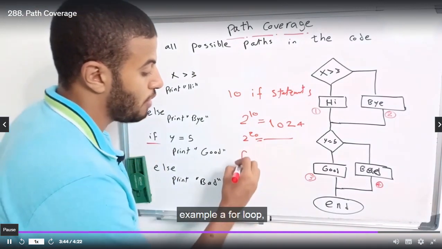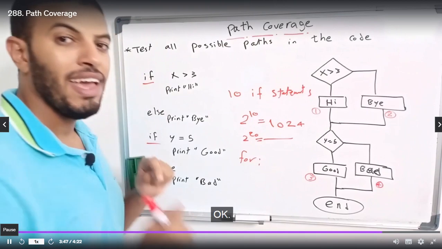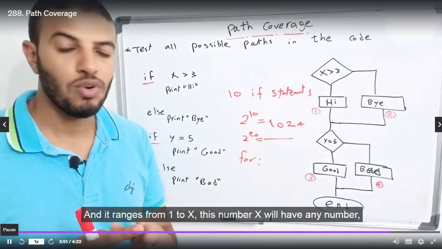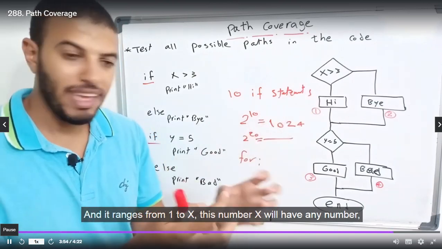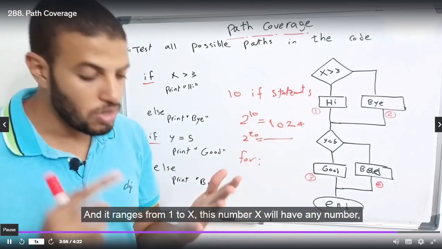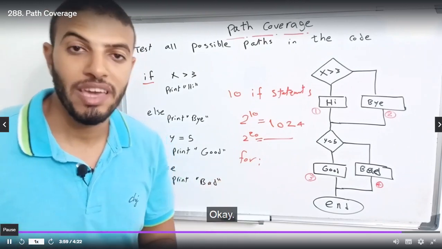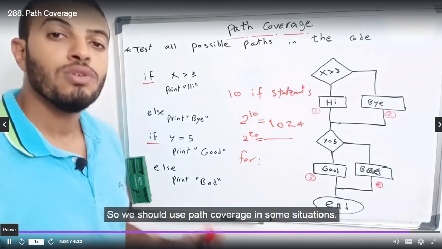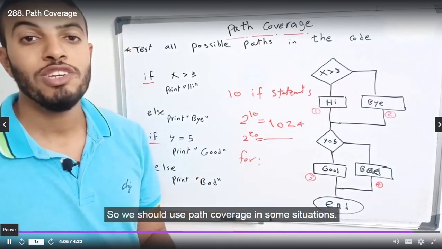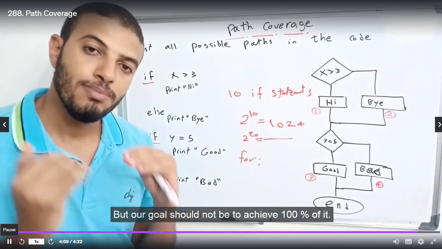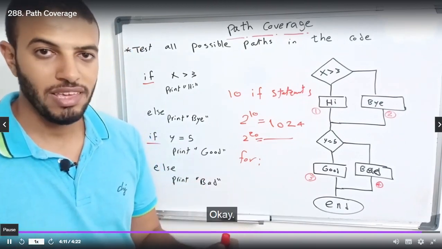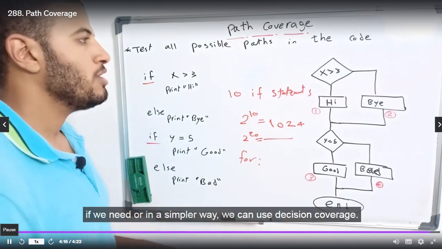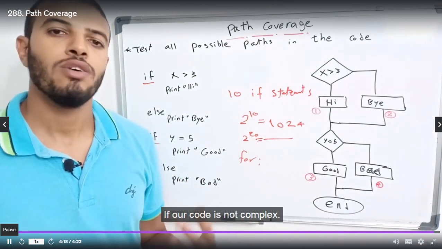If we have, for example, a for loop, and this for loop has a counter that ranges from 1 to x, this number x can be any number. It might be 10, it might be 1 million, and in this case also we cannot achieve 100% path coverage. So we should use path coverage in some situations, but our goal should not be to achieve 100% of it. We should cover some of the paths in our code if we need, or in a simpler way we can use decision coverage if our code is not complex.